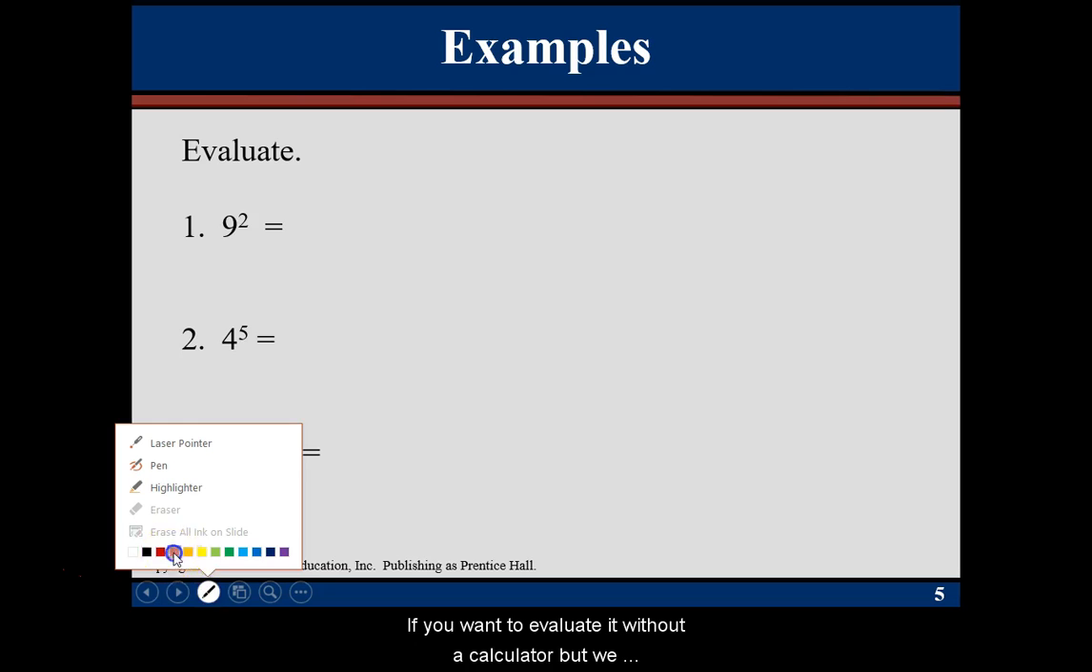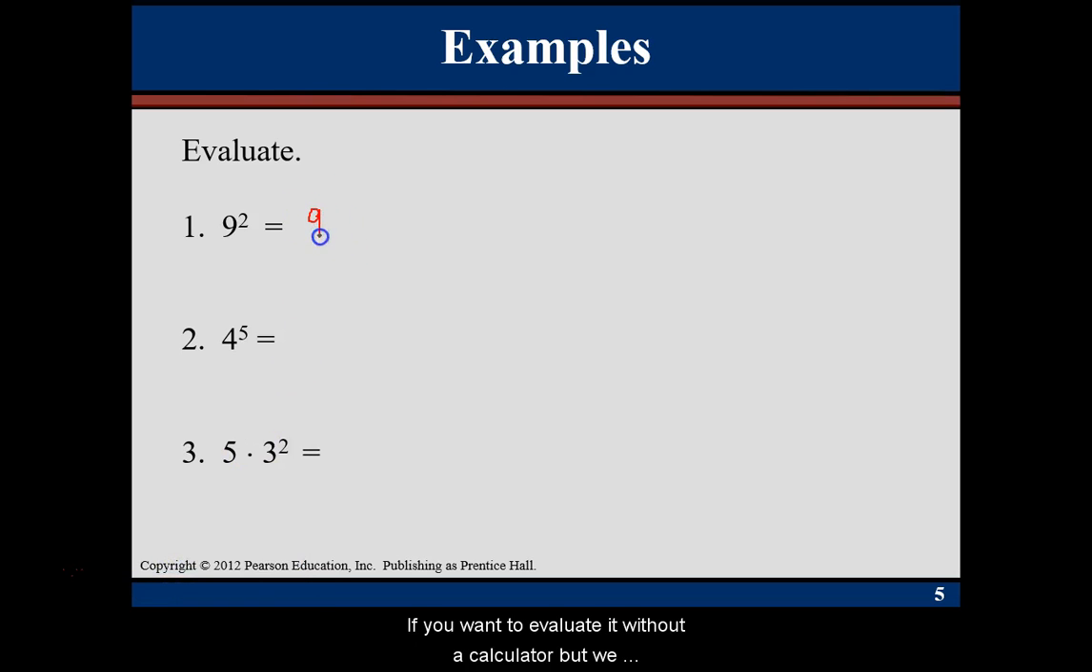If you want to evaluate it without a calculator, all we need to do is take my base and write it however many times is listed in the exponent, and then complete the multiplication. So 9 squared is 9 times 9, which is 81. 4 to the 5th power would take 5 4s and multiply them all together.